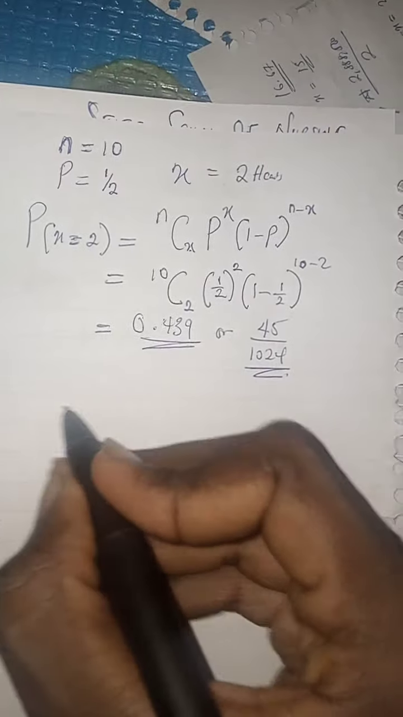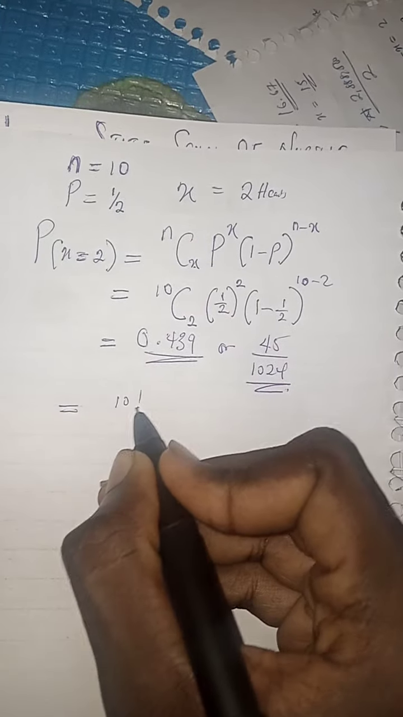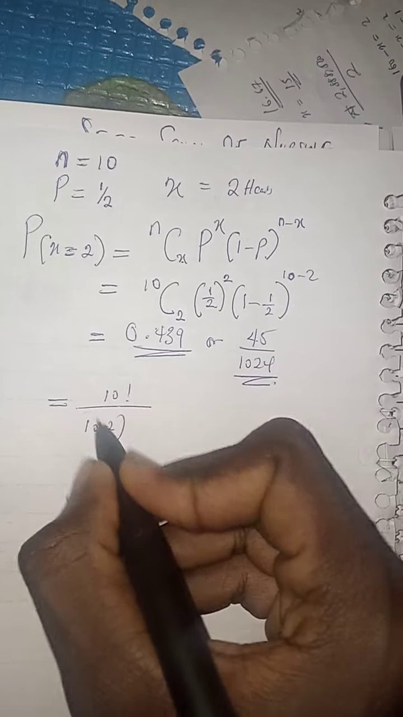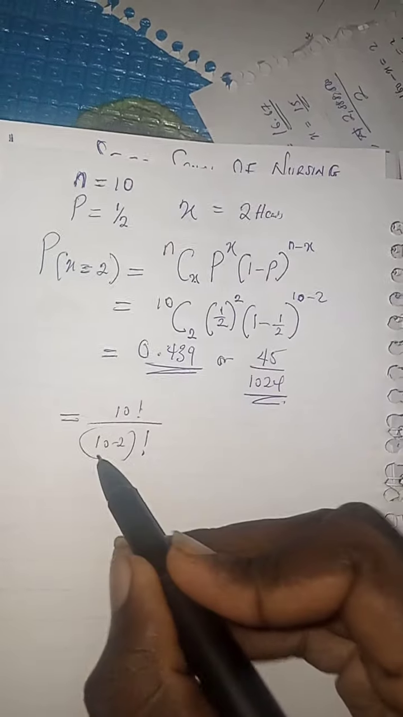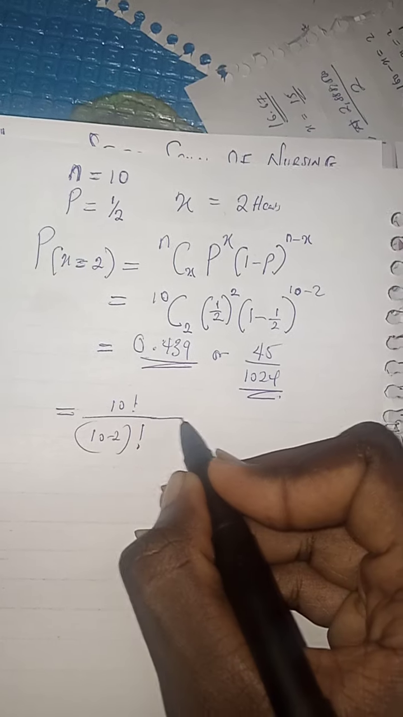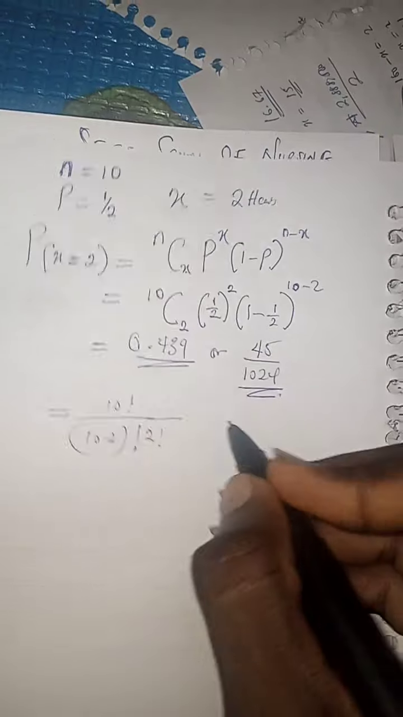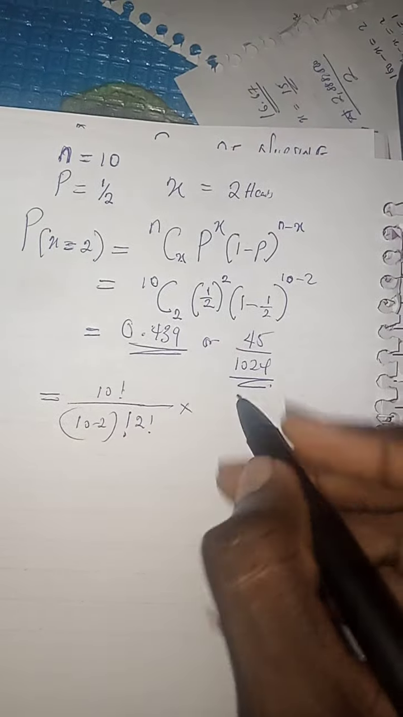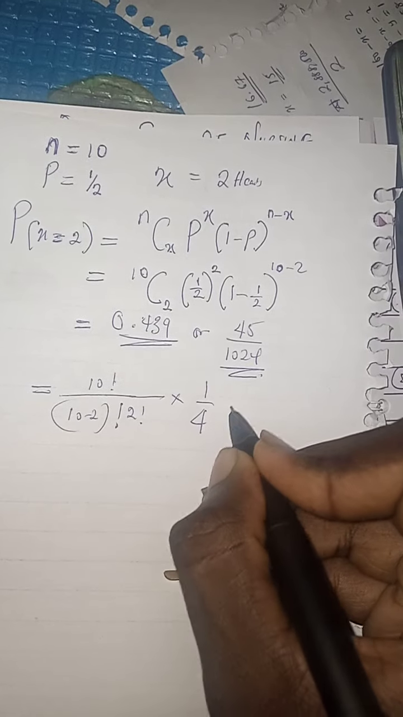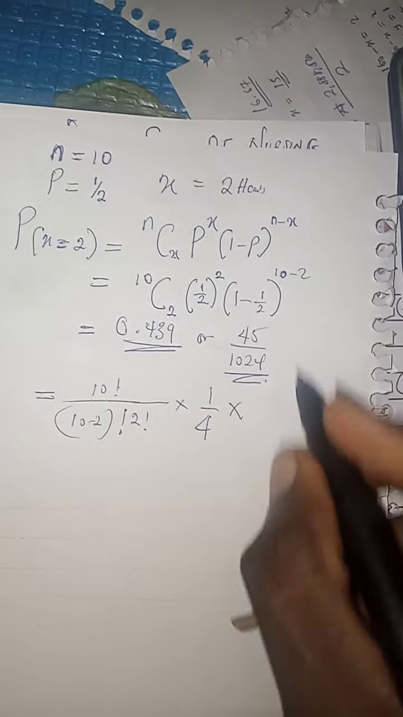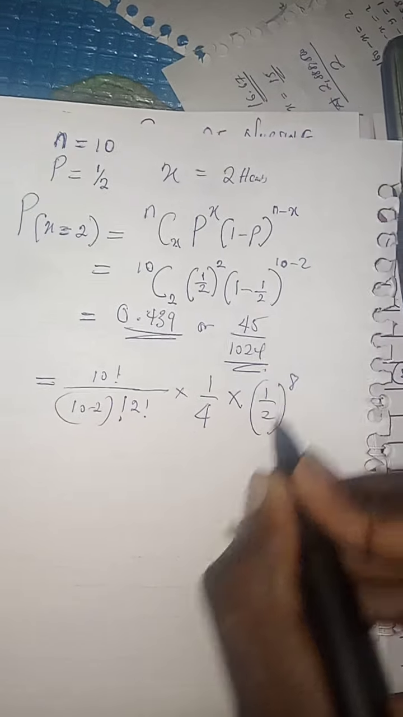But what if you want to solve it out yourself? You have 10 combination 2. That means 10 factorial over 10 minus 2 factorial. Write this 10, then put factorial. Subtract it, then put factorial. But it does not end there. You still have to put this 2 factorial. That's the formula for combination. 1/2 all squared means 1/2 times 1/2, and that's 1/4, times 1 minus 1/2, which is still 1/2. Then 10 minus 2 gives us 8.